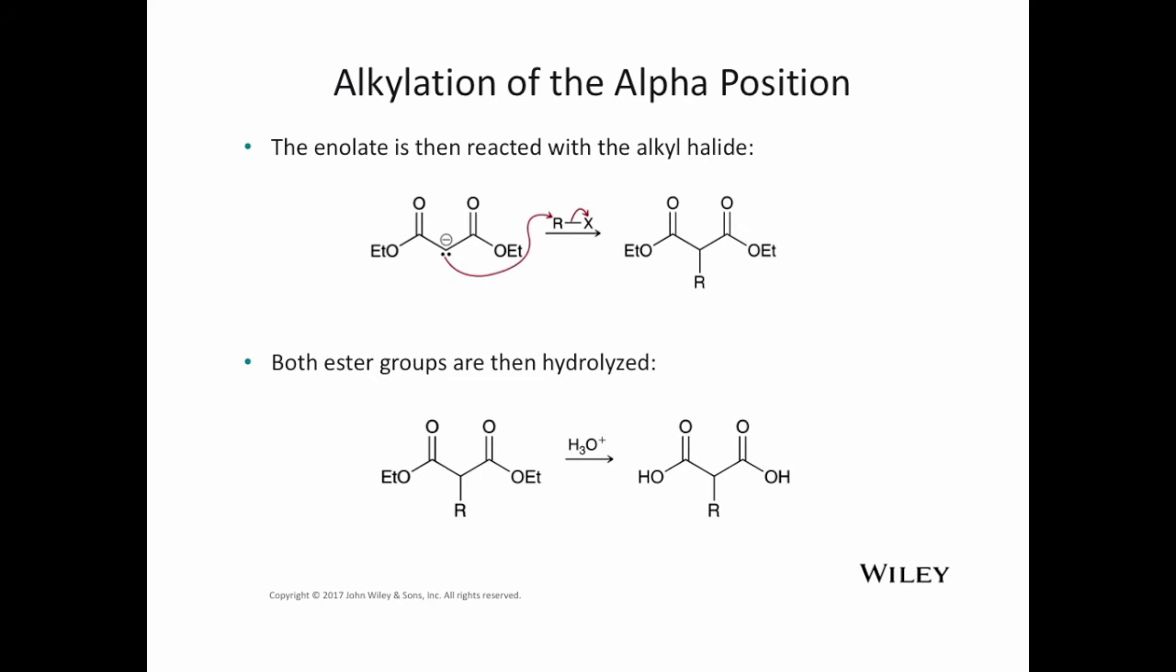That stabilized enolate is a nucleophile that will react with an alkyl halide in an SN2 reaction to add an R group. Then if you react this with acid and water, you can hydrolyze both of the ester groups to their carboxylic acids.